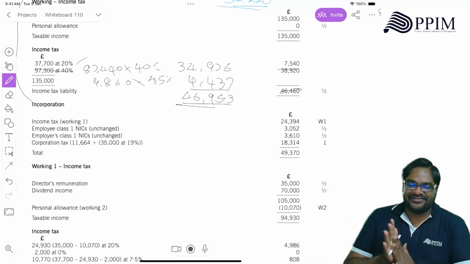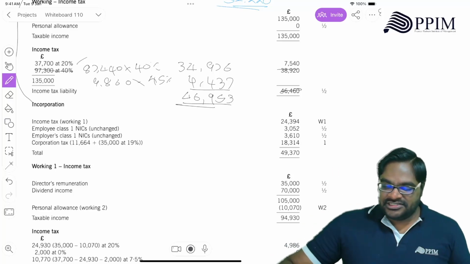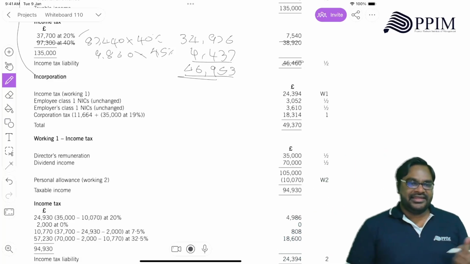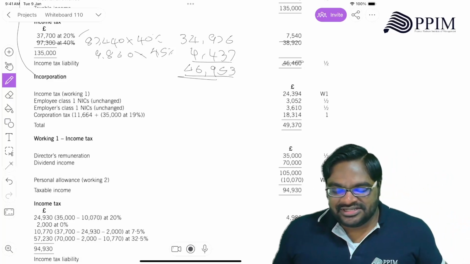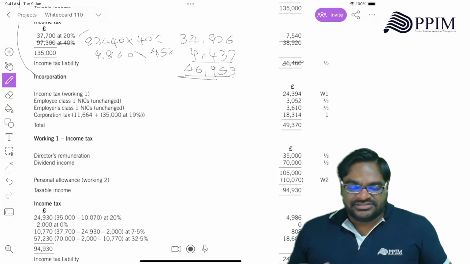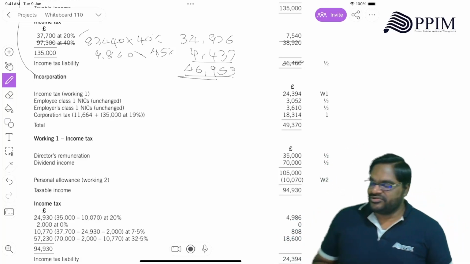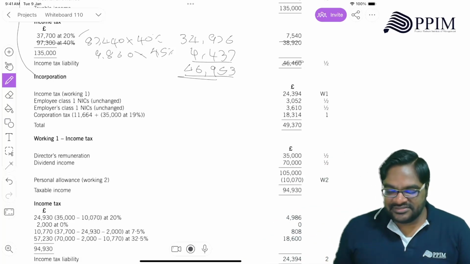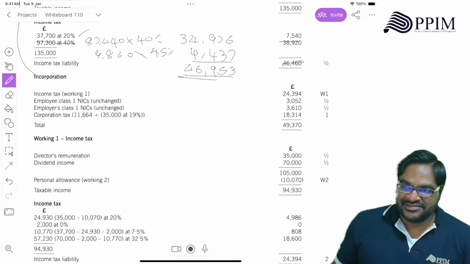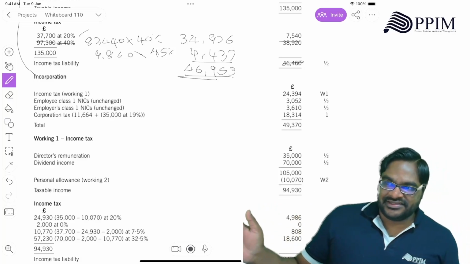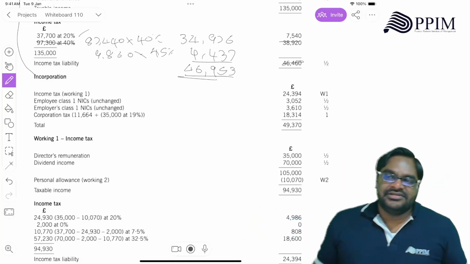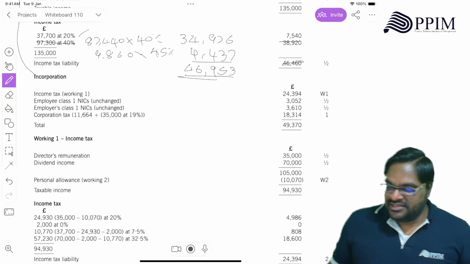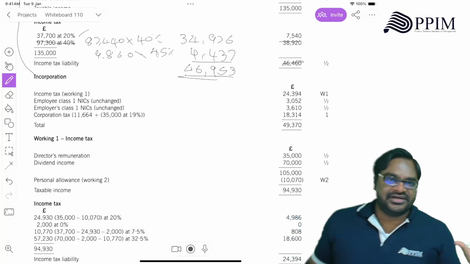Income tax. So I'm going to give a working for that. Here for income tax, you are having two things, right? You get director's remuneration 35,000 and dividend income 70,000. So all together your net income is going to be 105,000. But 105,000 means we have a problem with your personal allowance. I can't grant you the full 12,570 because you are going beyond 100,000. So you are going 5,000 above 100,000.